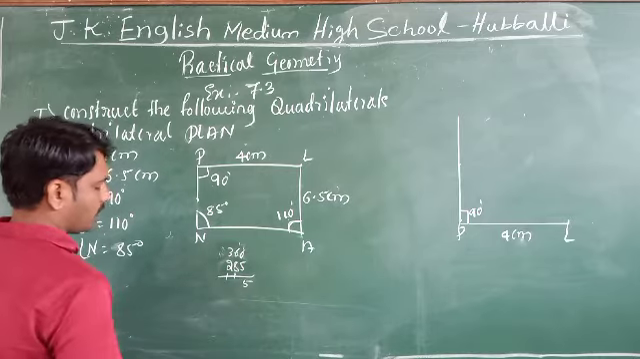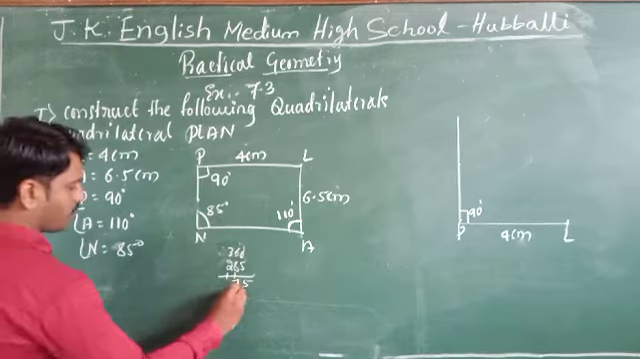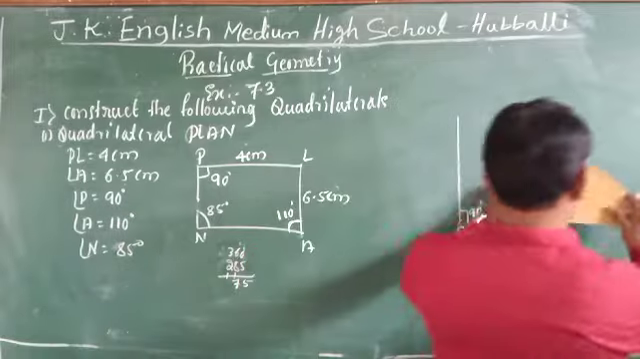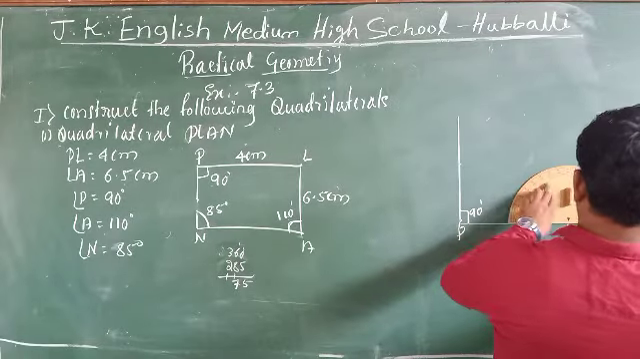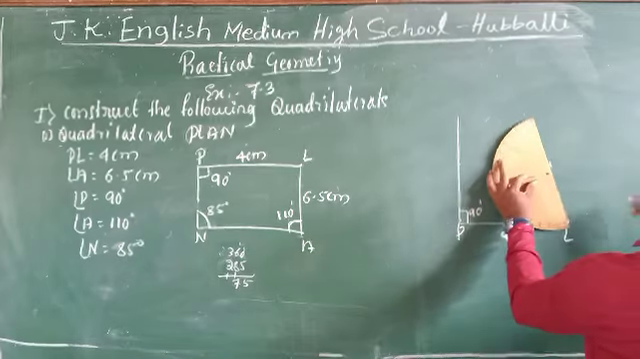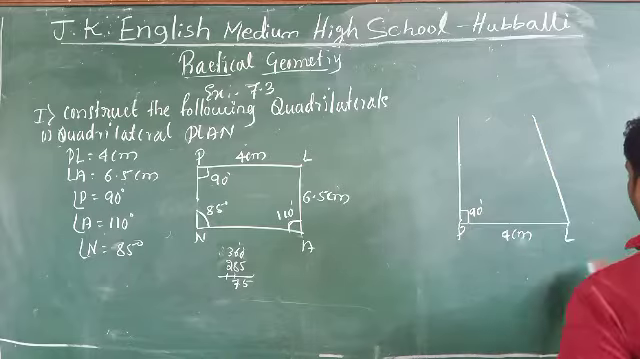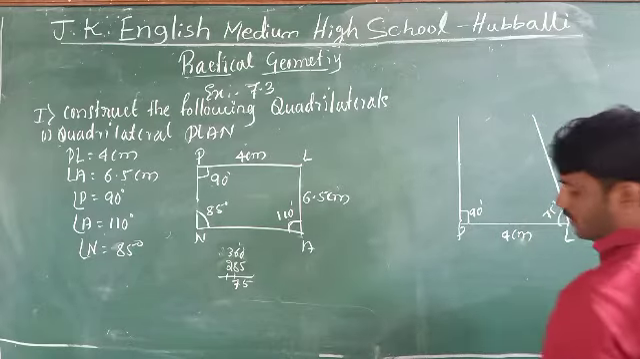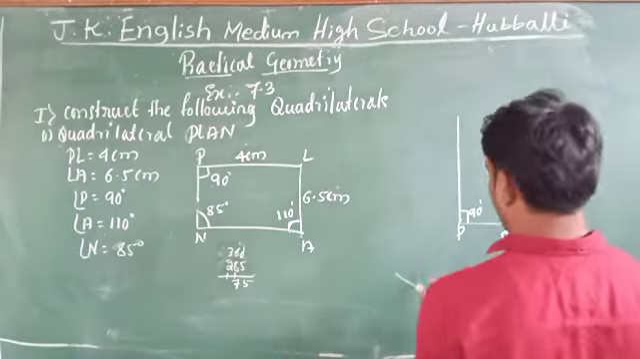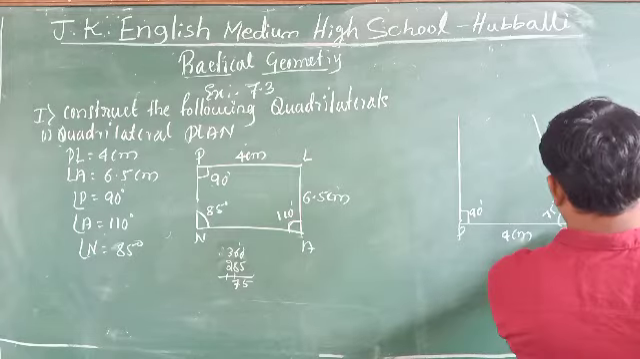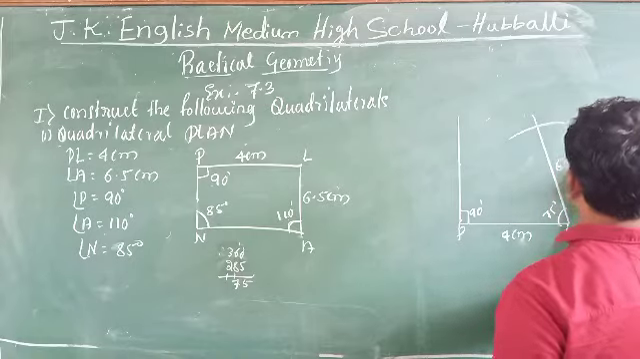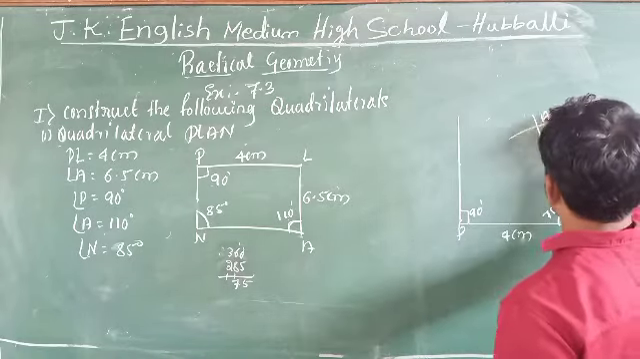Next, 16 minus 9, how much? 75 degree. From here, we have to consider it as 75 degree. And later on, take a compass. The length is 6.5. Keep it on here. Cut this. 6.5 centimeter. This is PLA.